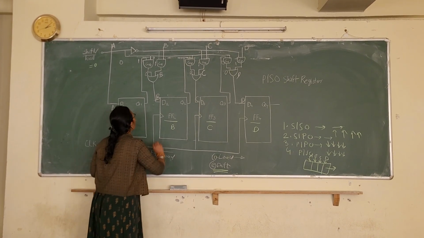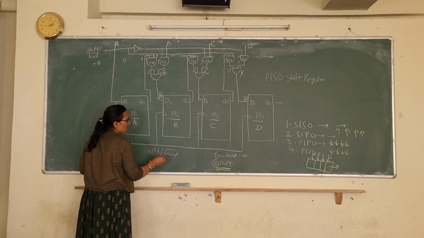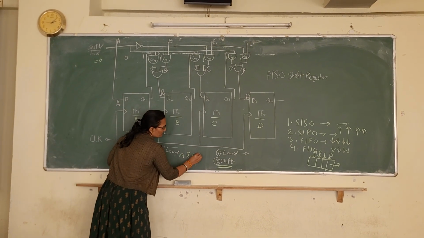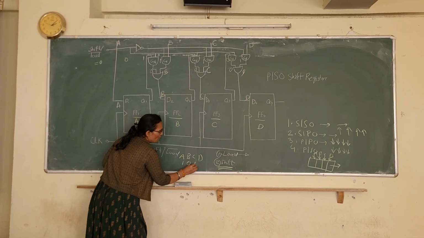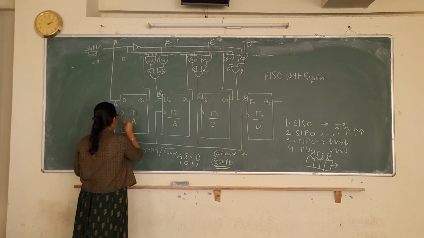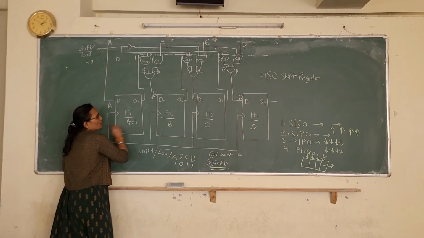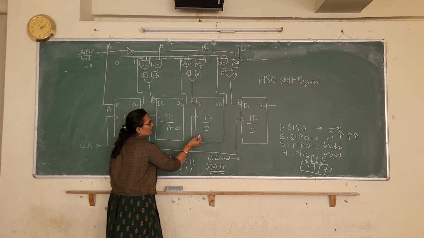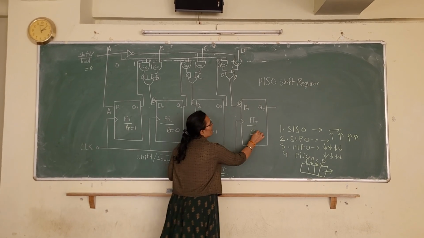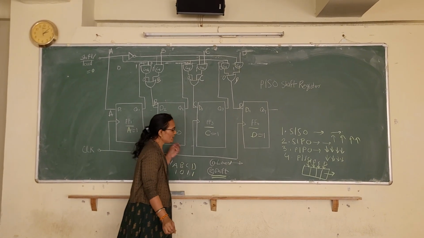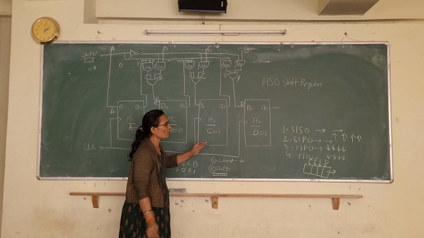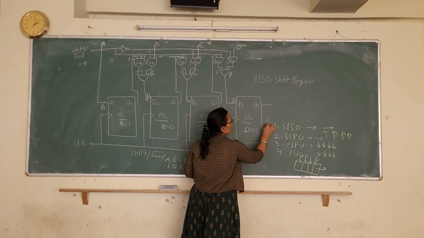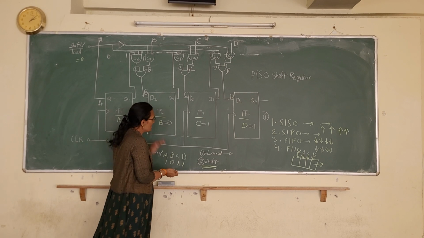For example, we take data here for A, B, C, D. We are taking the data 1 0 1 1. So it means here A is 1, B is 0, C is 1, and D is 1. So when your data is serially out, what does that mean? This one should be out first. Okay, data is serially shifted.